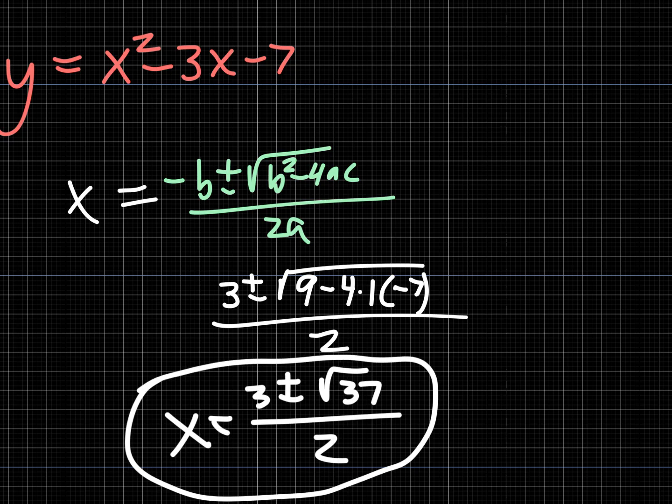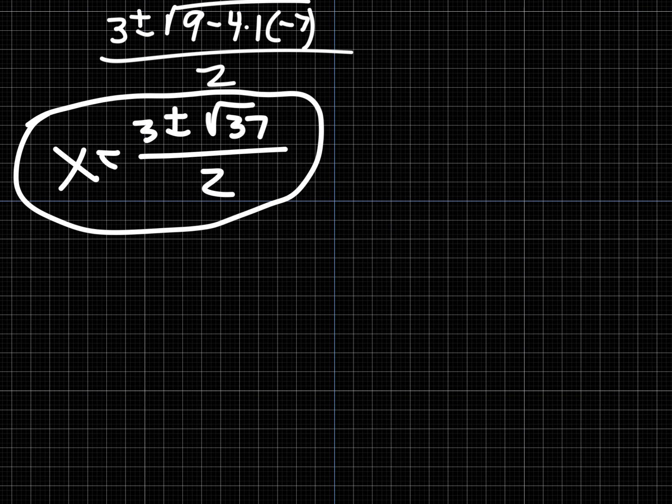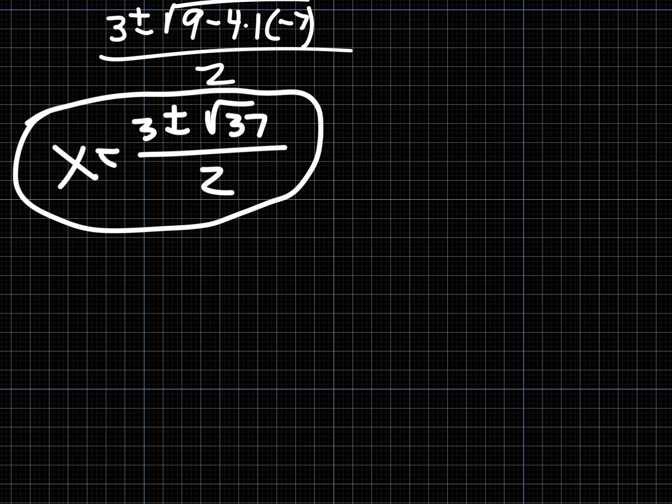Who had 3 plus or minus root 37 all over 2? Okay, good. Then this brings up an important question. What if you could simplify it? This one you can't, but I'll give you one that you could. Literally 1/3 of last hour could not do this. Let's see if you can.